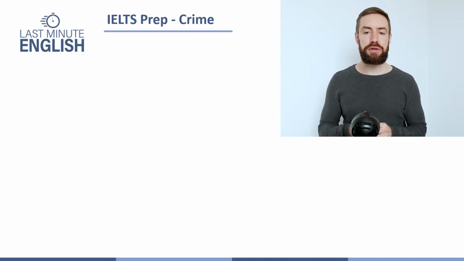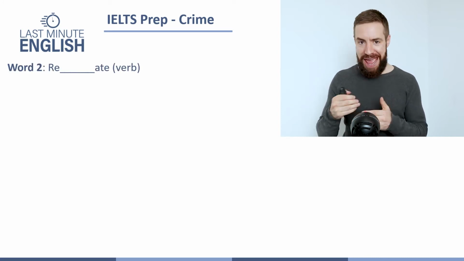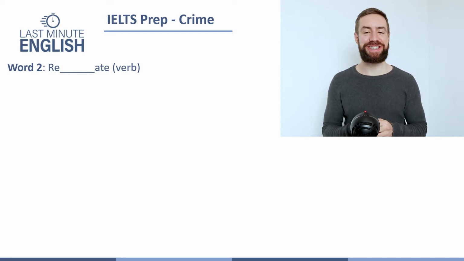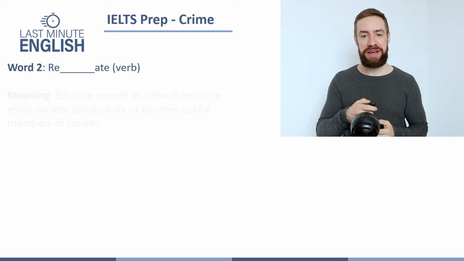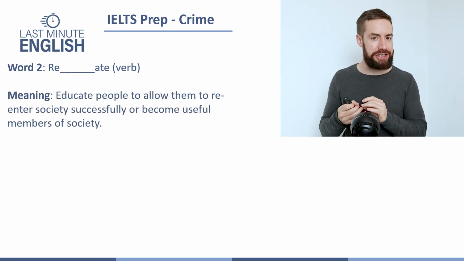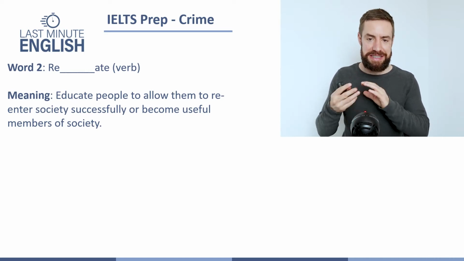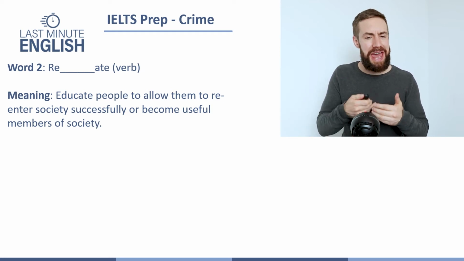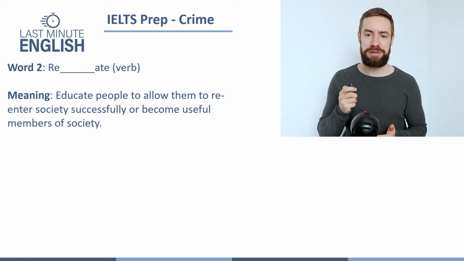So let's move to the second word, and this word is re-ate, and it is a verb. So your question is going to be, what's the middle part? What word are we missing here? So the meaning is to educate people to allow them to re-enter society successfully after they've been in prison. Okay, so kind of get them ready, get them used to being in society and not breaking the law. So an important thing for people to do.